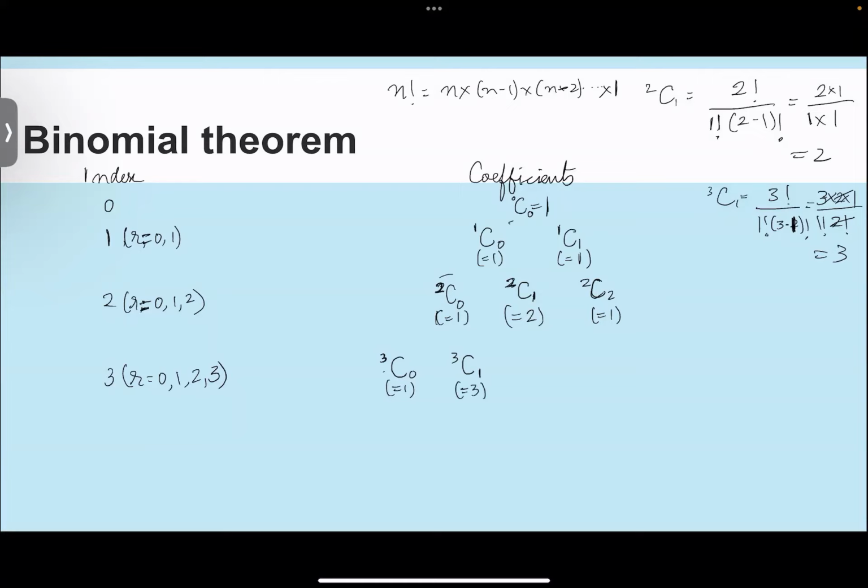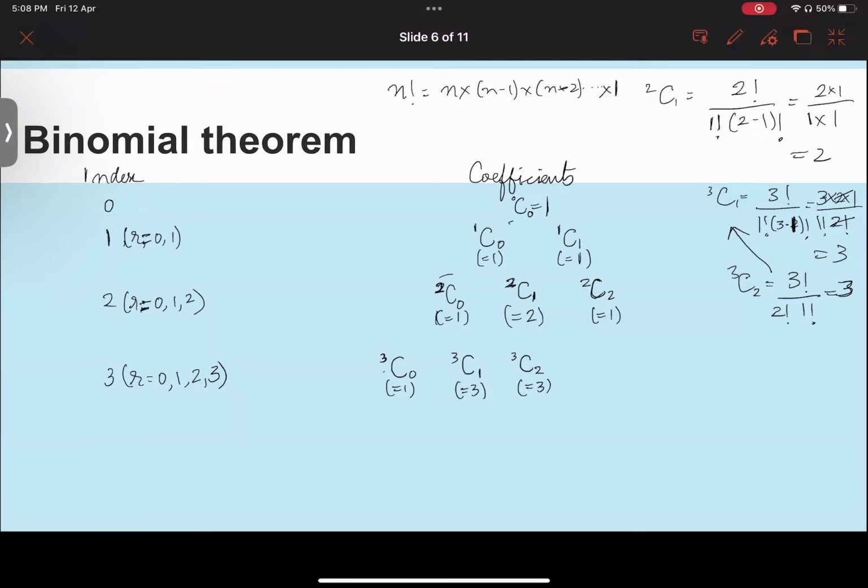So similarly, you can write that 3 over here. And the next one is 3C2. If you write it in the factorial form, you will get 3 factorial, r factorial is 2 factorial, and n minus r is again 1 factorial. Now this is in the same form as your previous coefficient, so you can immediately think that this would be 3 again. So this is equal to 3. And the last one, this would be 3C3, and this will be 1.